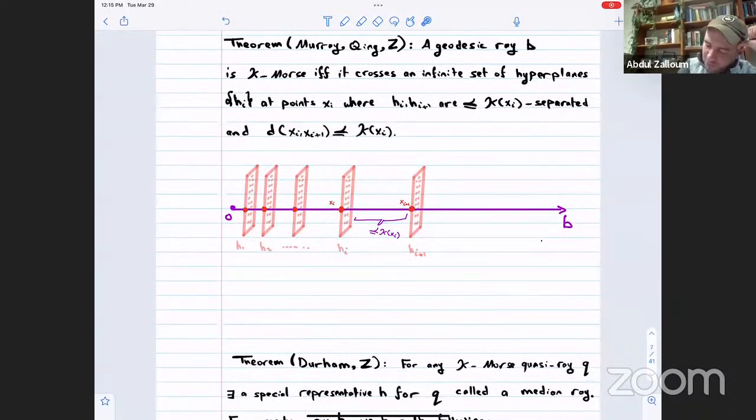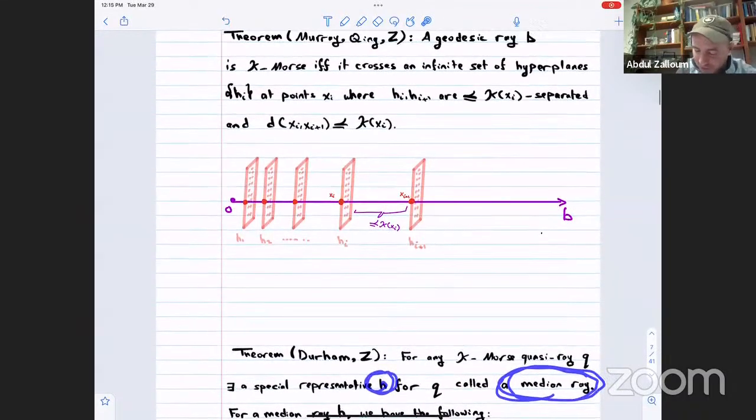For a kappa Morse quasi-geodesic ray Q, you have a quasi-geodesic ray Q that defines a point in the kappa boundary. A point in the kappa boundary is an equivalence class, right? Now there's a special representative H of this element in the boundary that we call a median ray. So that's the first part of the statement.